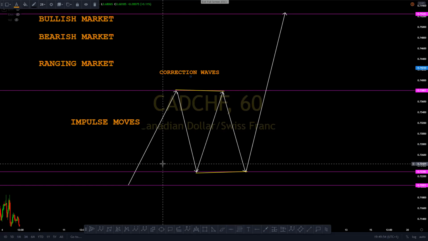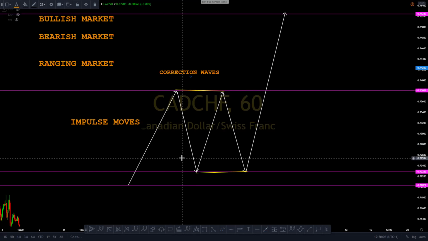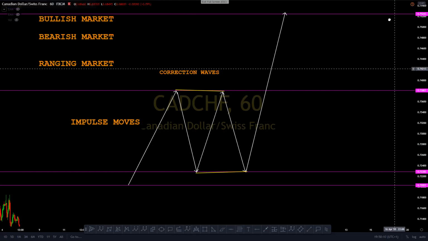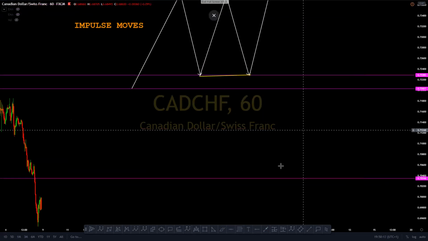So the best thing is to wait for the correction to be completed. Then if it's a breakout structure, you wait for the breakout, then you enter your position, calculate your risk, set your stop loss and ride the market. Understand? All right. So when we go to the market now, let me show you.